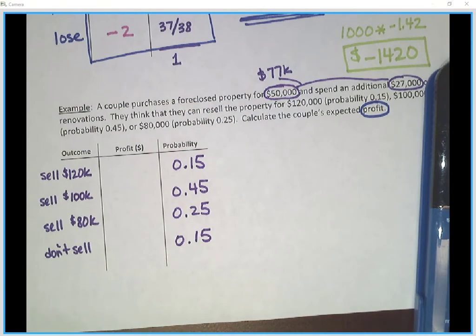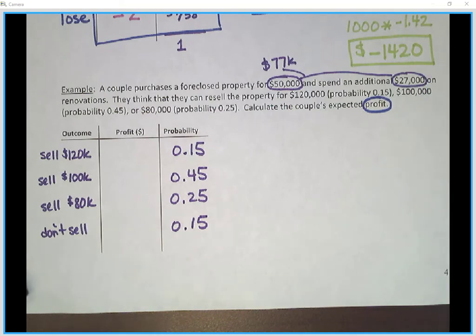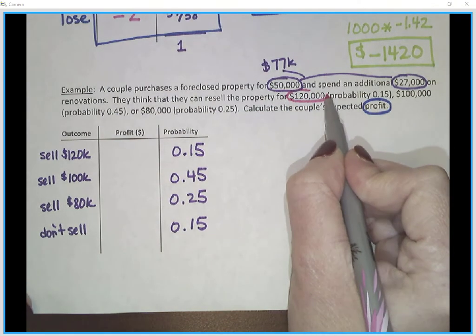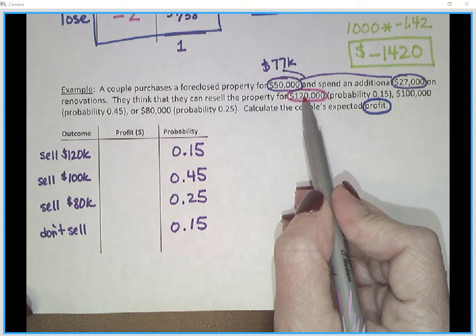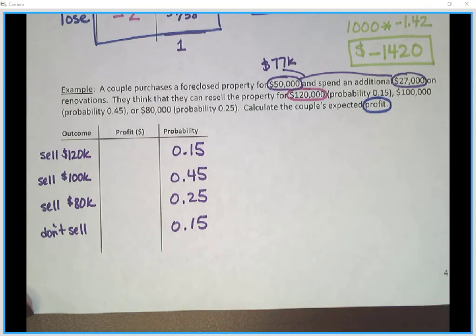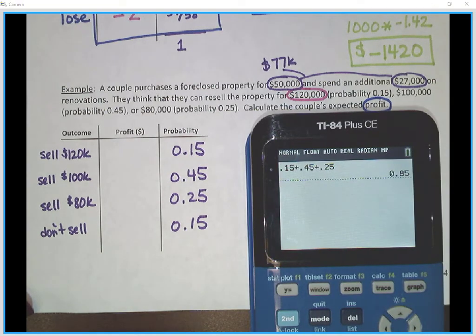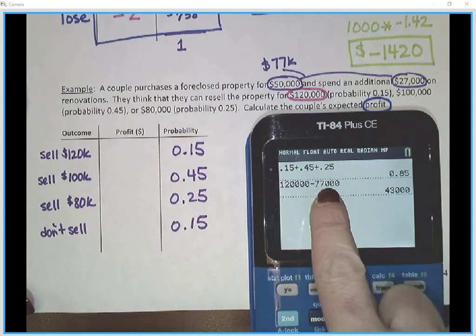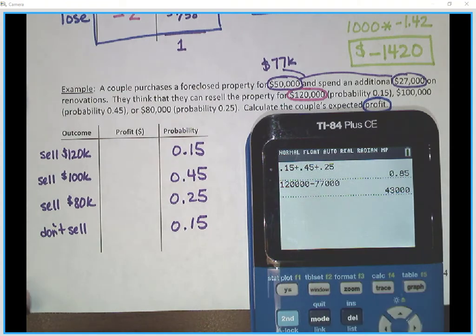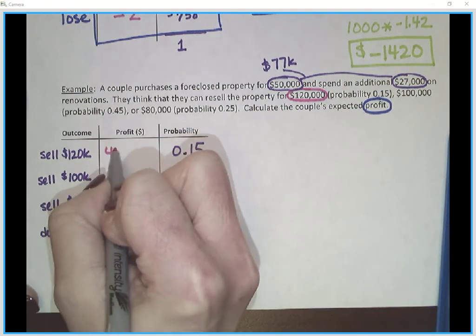Now we do need to figure out what the profits would be, okay? So think about this. If they sell it for 120, but they put $77,000 into the house, you have to think about what's their profit. Let's see. $120,000 is what they made, but they put $77,000 into it. So their profit is only $43,000. Again, we're having to do some subtraction because it says profit. So they sold it for that much, but they put 77 into it. So 43,000 would be their profit.